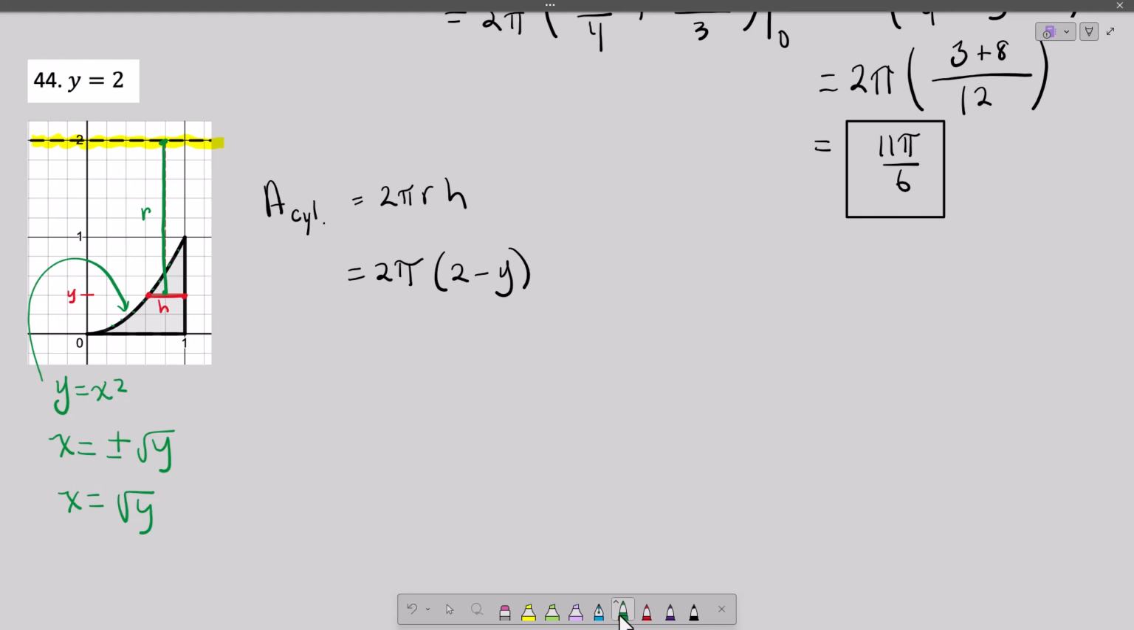So the x value on the left changes. It's going to be equal to whatever square root of y is. The x value on the right is always 1. The x value on the left is variable. It's different distances from the y-axis, and that's what this represents. So it's going to be 1 minus square root of y. So 1 minus root y, that is our height. The right x value minus the left x value.